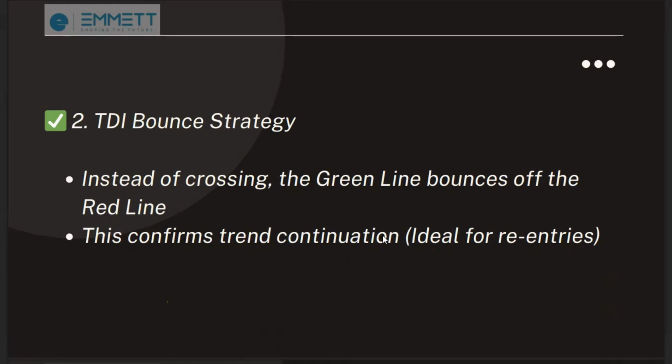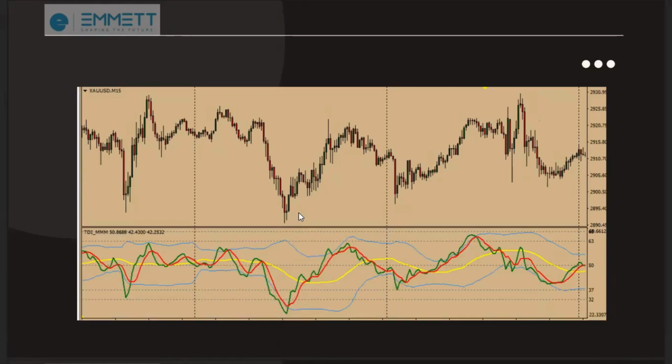It is usually ideal for re-entries, especially when you're scalping. The market is going up or down, and you want to ensure you maximize the potential of that move. So the TDI bounces help you confirm your trade continuation setup. Let's look at examples here.